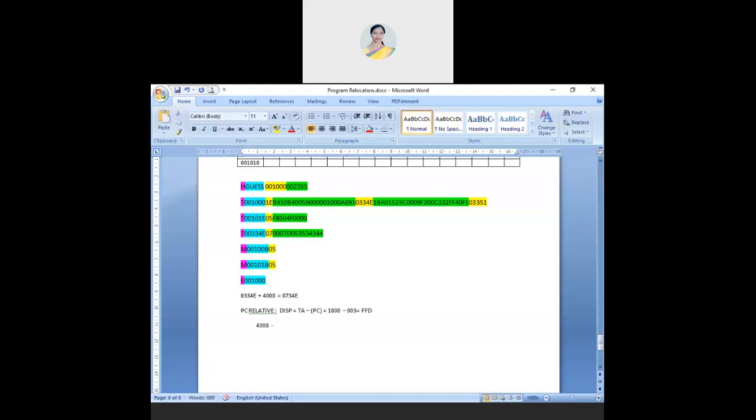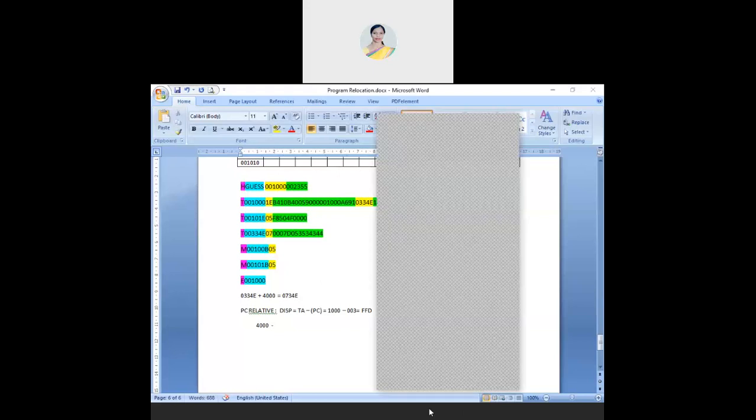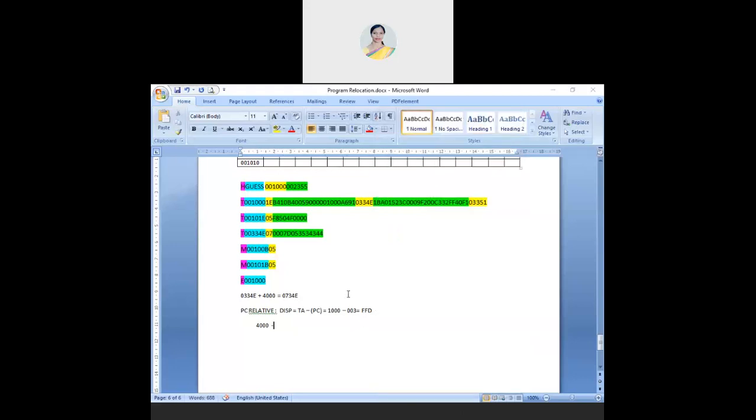4000 minus PC will also change, no? Yes? Calculator. Okay, so if I make this 4000 minus 3, FFD, it will change automatically. Correct? And this also will change, right? Your 003 will also change. If I make this 4000, this will be 3003, so I'll get FFD again only.